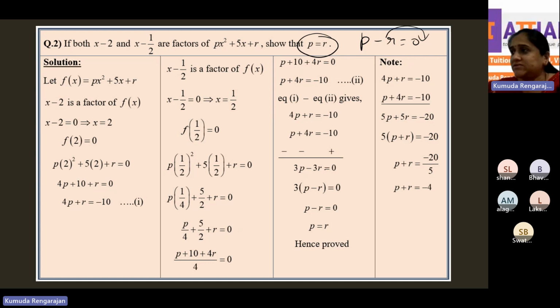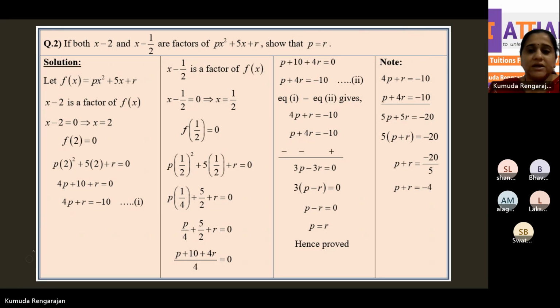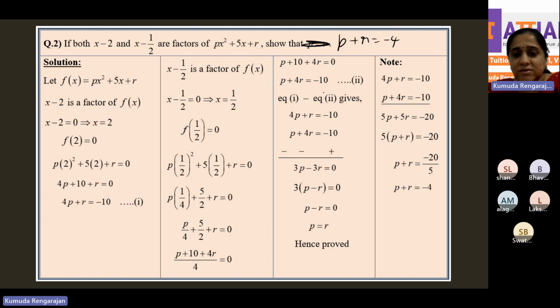So that you can get only when subtracting, not while adding, because that's what I've written as a note here. What is this note I've written? When you add, this is the result you get. So if they ask you to prove that p plus r is equal to minus 4, you should add. If they ask you to show that p plus r is equal to minus 4, then you should not do this subtracting. You must do this adding.